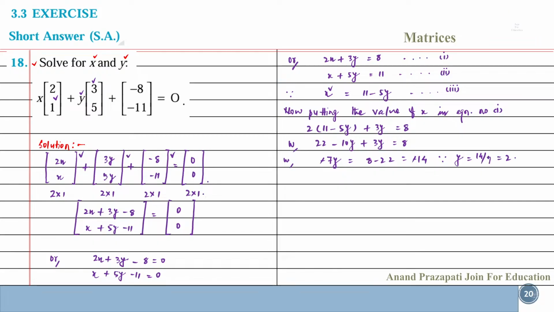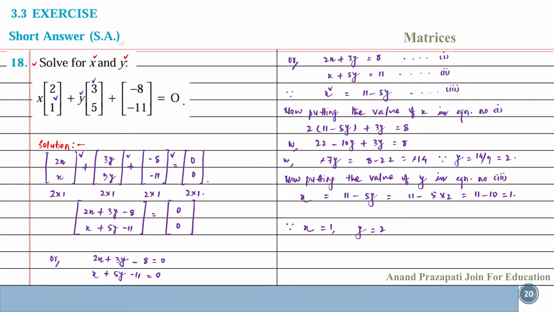Now putting the value of y in equation number 3. Then we get here x equal to 11 minus 5y, which will be equal to 11 minus 5 into the value of y is 2. Then we get here 11 minus 10 equal to 1. Therefore we get here x equal to 1 and y equal to 2.